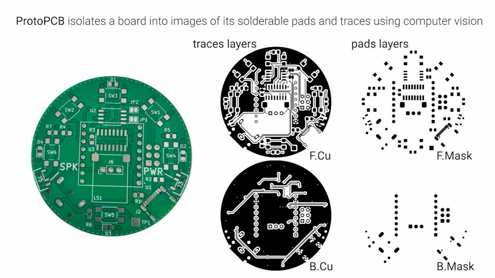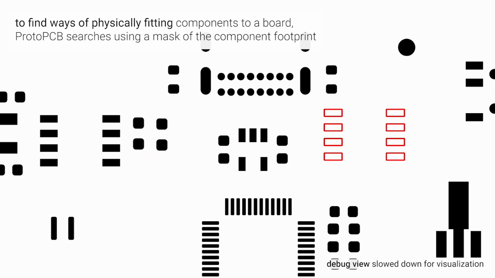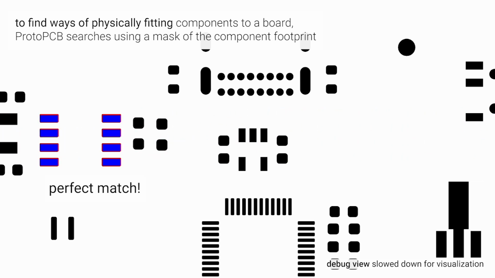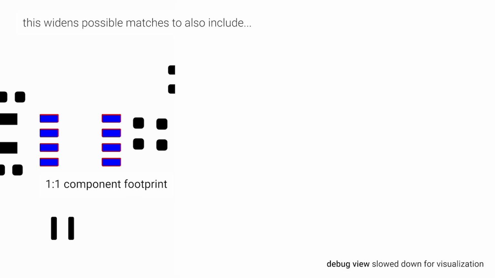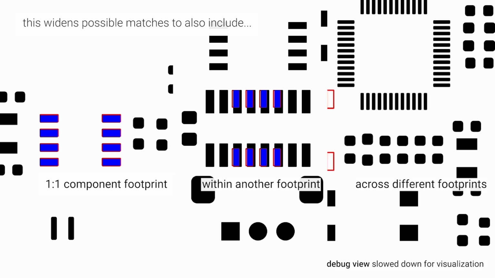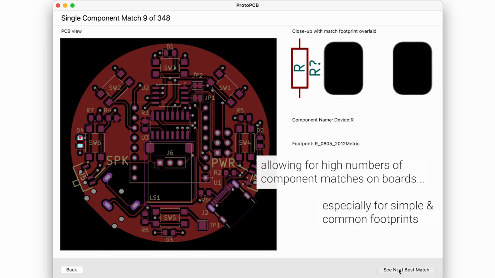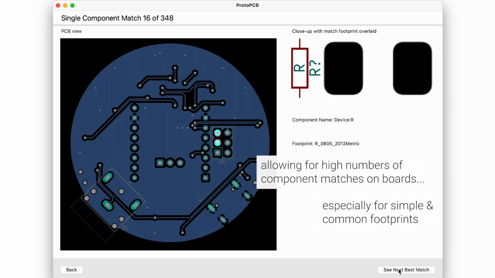ProtoPCB isolates a board into images of its solderable pads and traces using computer vision. To find ways of physically fitting components to a board, ProtoPCB searches using a mask of the component footprint. This widens possible matches to also include components found within another footprint, or even components found across different footprints, allowing ProtoPCB to find high numbers of component matches on boards, especially for simple and common footprints.